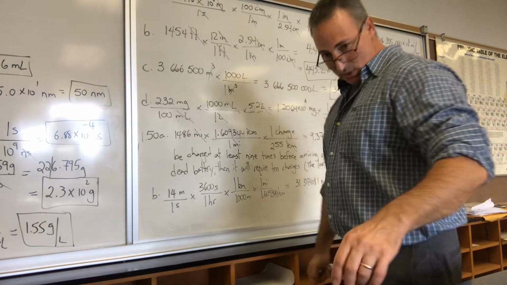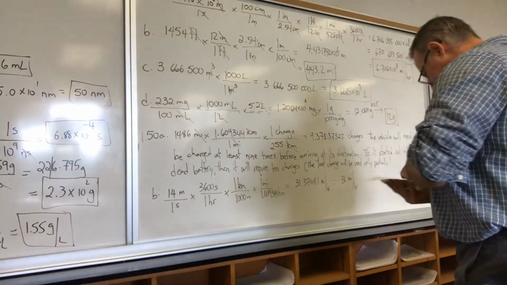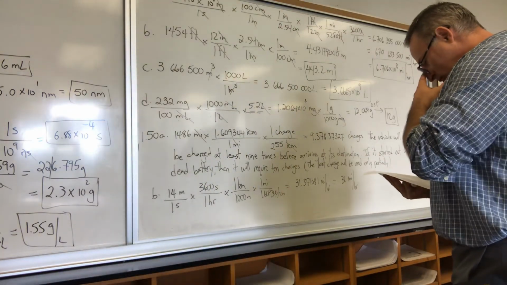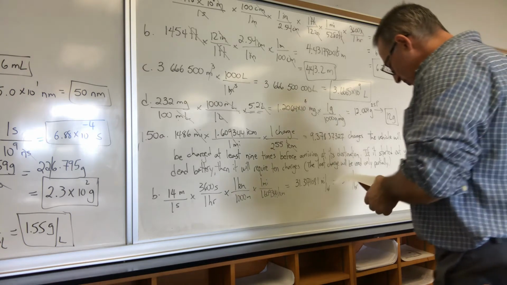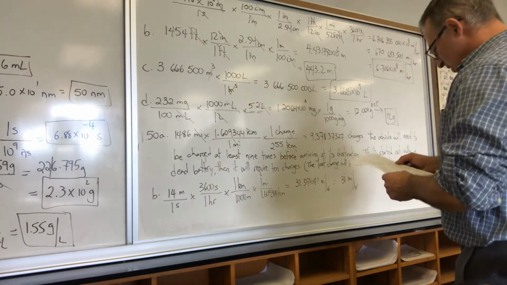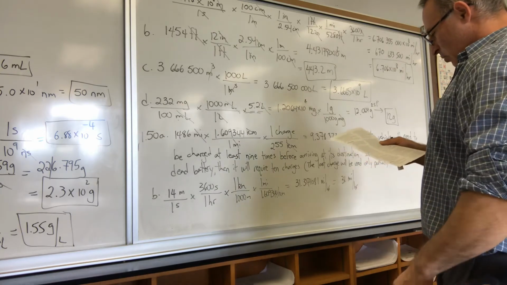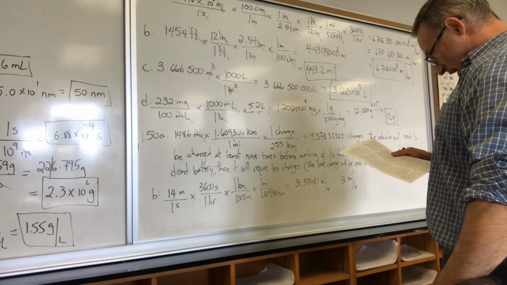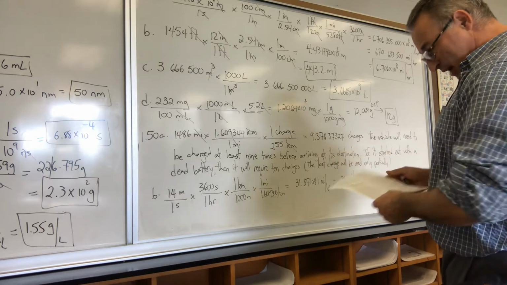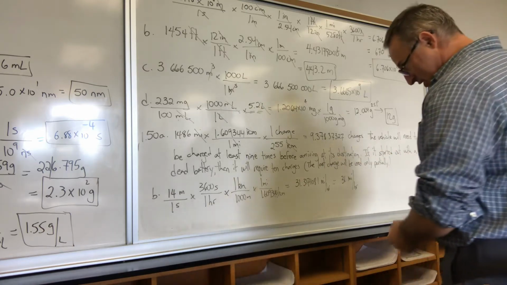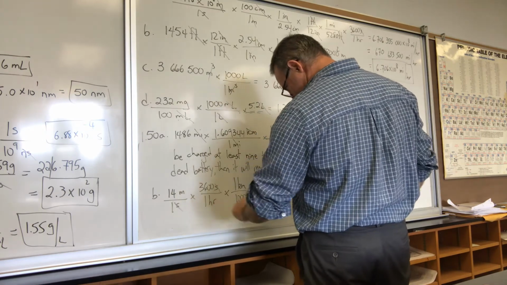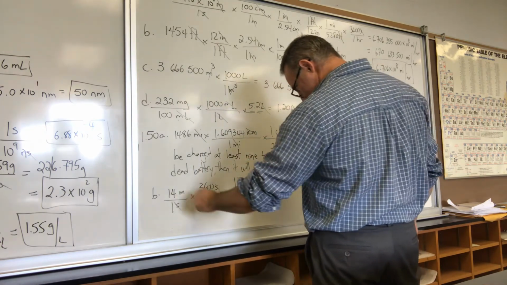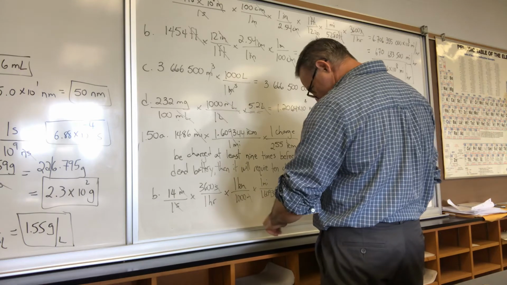So the next question, 150B. If a migrating loon flies at an average speed of 14 meters per second, what is its average speed in miles per hour? So we start off with 14 meters per second. There's 3,600 seconds per hour, so that allows us to cancel seconds. There's 1 kilometer per 1,000 meters, that allows us to cancel meters.